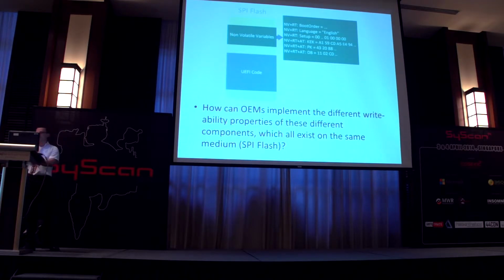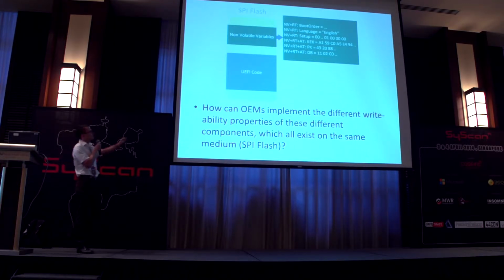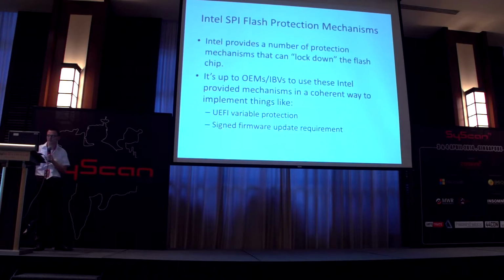So we have to think about how can we have some type of granular security policy that makes it so that the UEFI code is never writable by the operating system, because like I said, you shouldn't be able to arbitrarily modify the platform firmware, but these non-volatile variables can be updated by the operating system. So to do this, we really have to look at the Intel SPI flash protection mechanisms.